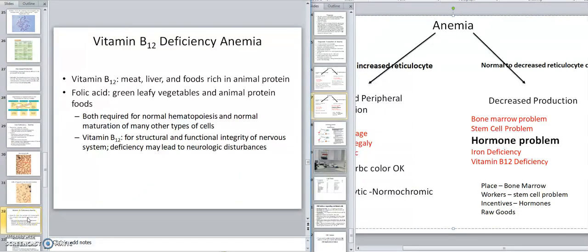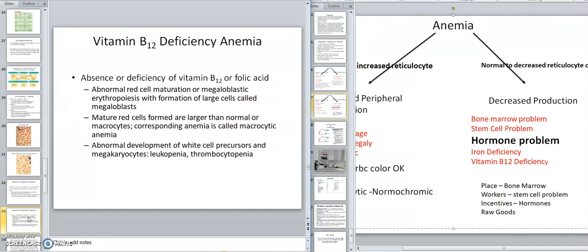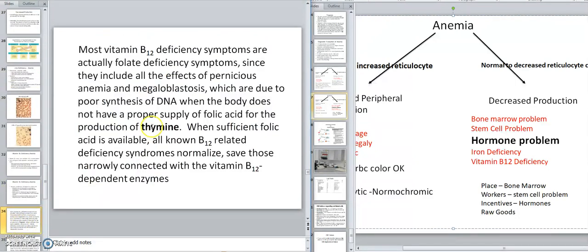Let's look at a B12 deficiency. B12 also is another raw good. Now, with the B12 deficiencies, the cells are big and red. Mature cells are larger than normal, macrocytic, and they're extra red. So macrocytic hyperchromic. Now the reason has to do with B12 being used as a coenzyme in the making of thymine, which is part of the DNA.